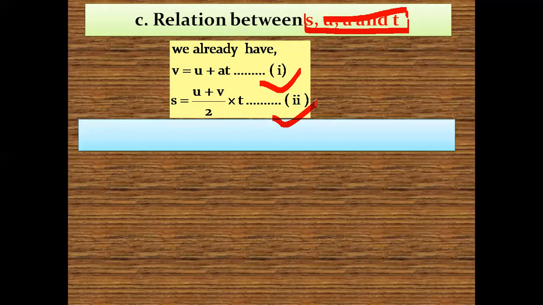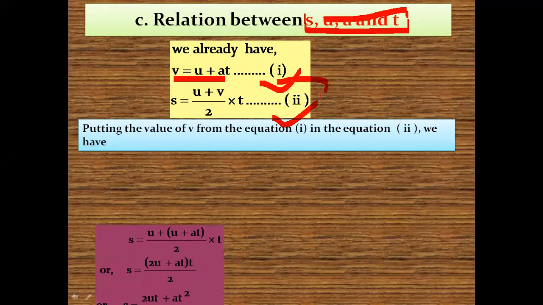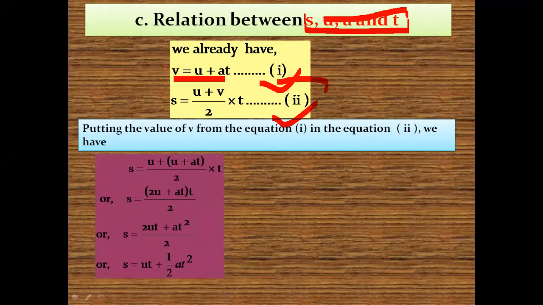Here we have to substitute the value. Here we have to put the value of v in the equation. Put the value of v from equation first into equation second. Then we got this result. We know the value of v in equation first: v is equal to u plus at. We substitute that value here.